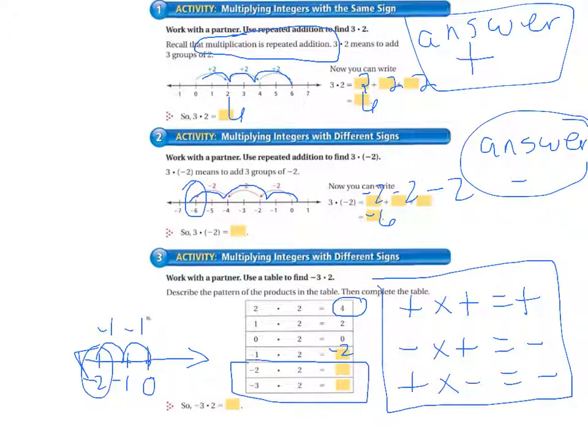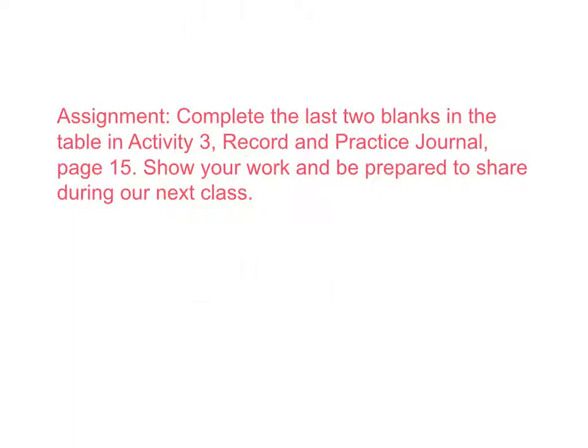You are going to work on this yourself as your assignment for this activity. Your assignment for tonight is to complete the last 2 blanks in the table in Activity 3, Record and Practice Journal, page 15. Show your work and be prepared to share during our next class.